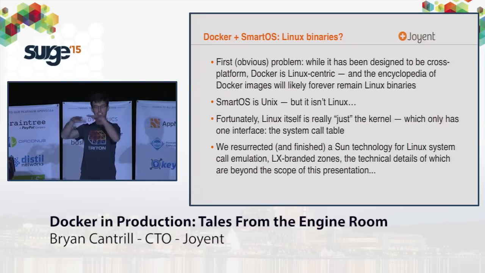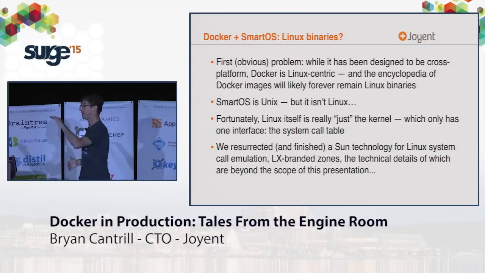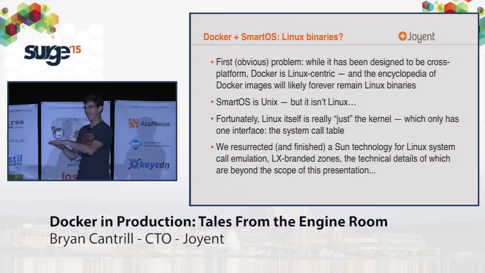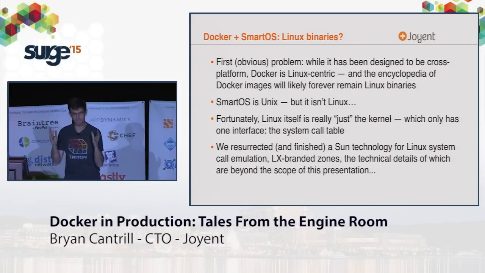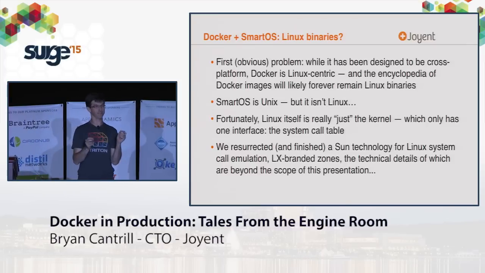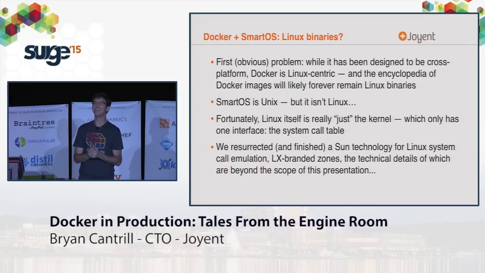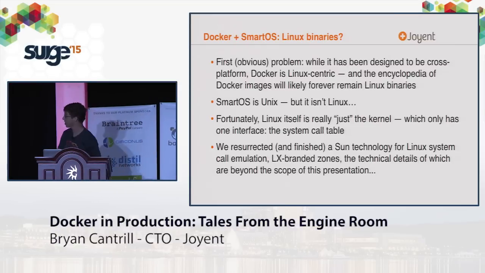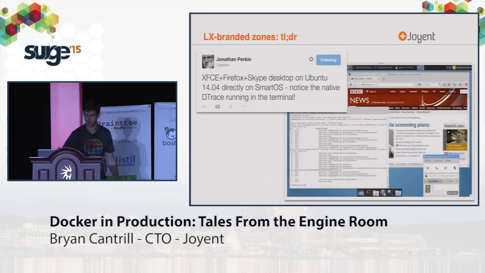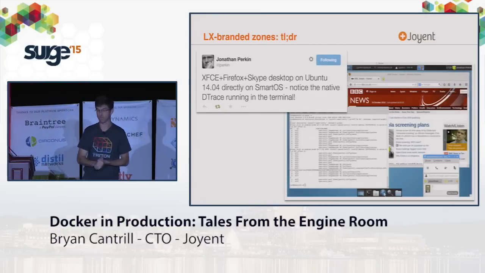Now, Linux being just a kernel, on the one hand, I disagree with it. On the other hand, it helps us a great deal. Because if Linux is just a kernel, that means you can have a kernel that implements a Linux system call table, and you're done. You can actually convincingly lie and virtualize the Linux environment. You can convince the application stack that this is Linux. And this is what we did. We spent a long time doing it. The technical details are beyond the scope of the presentation.